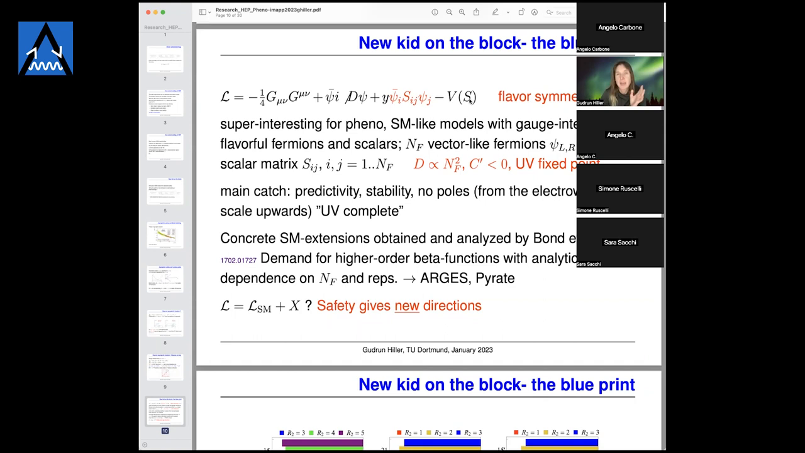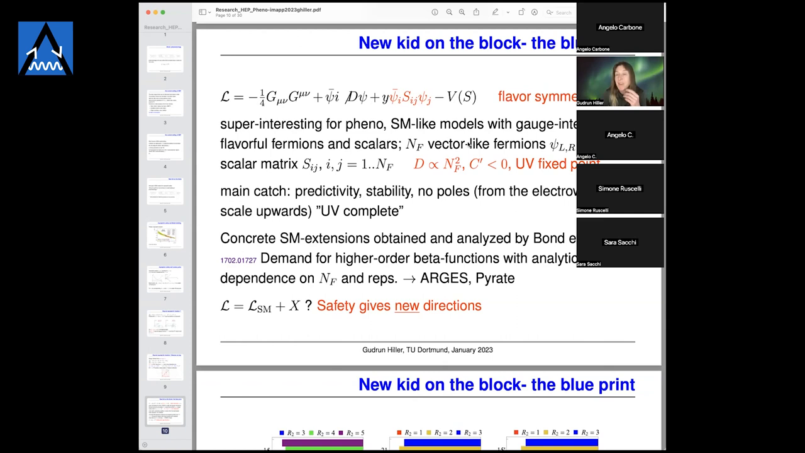And this is what comes out of this model building that's driven by the idea: let's construct something that has a UV fixed point that's interacting. And that actually is super interesting for phenomenology, because it has all the stuff we have already in the standard model: gauge interactions, fermions, and scalars. And on top of all of this, there is a flavor symmetry. So these new fermions and this new scalar carry flavor. And it's more flavorful than in the standard model. These psi's come in different generations.